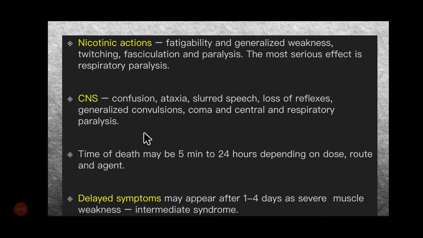So the toxicity symptoms will depend upon the route and the dose of administration. If the route is inhalational, it will be very fast. If it is oral, it will be a little slower. There could be acute symptoms like confusion, slurred speech, loss of reflexes, or there could be delayed symptoms which might appear after 1 to 4 days, or there could be delayed neurotoxicity. So all these symptoms will depend upon the nature of the agent, its route of administration and its dose.